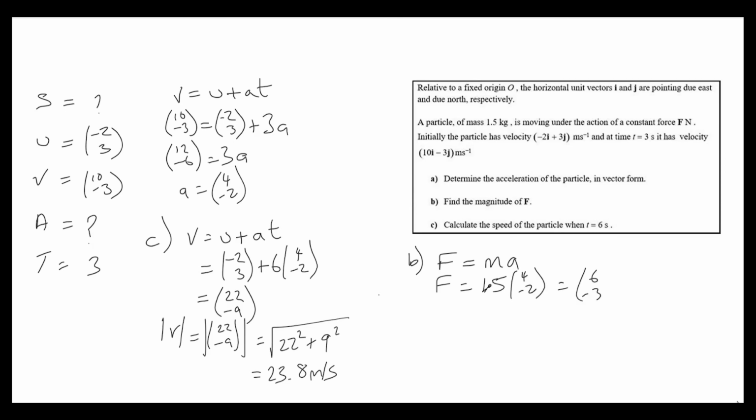We need to find the magnitude of this, so we're going to employ some Pythagoras again. So the magnitude of this vector is the square root of 6 squared plus 3 squared, and just into your calculator, that gets you 6.71 newtons. So this force is 6.71 newtons to move the particle in this way.